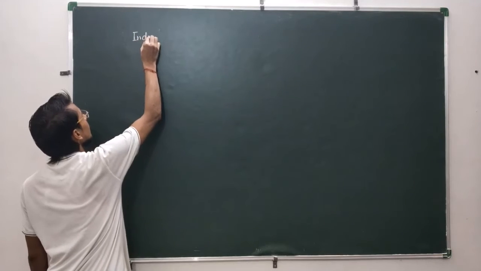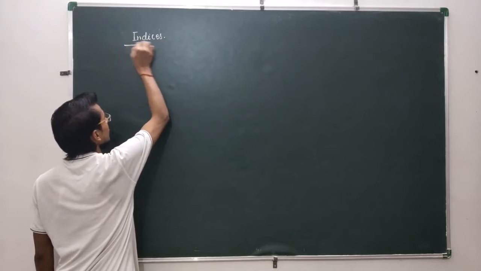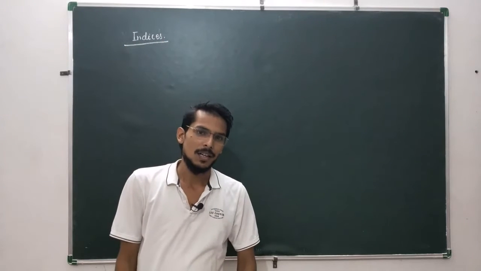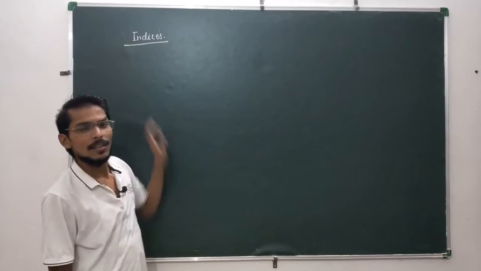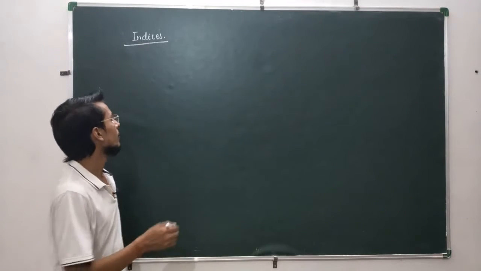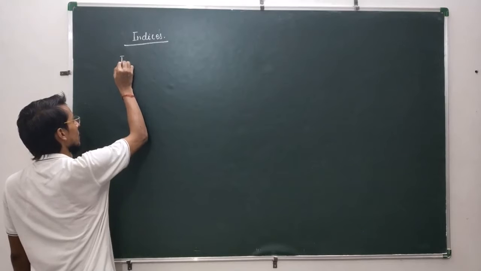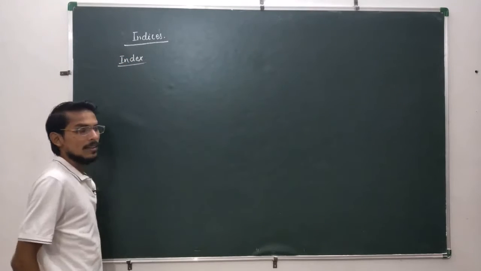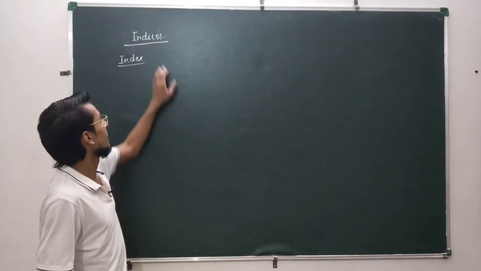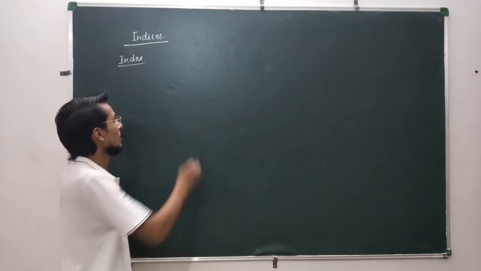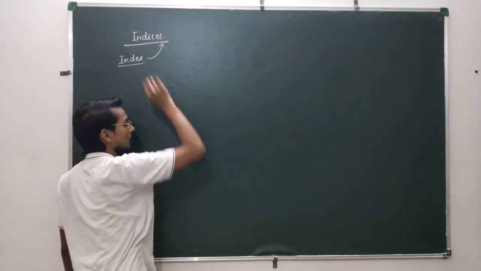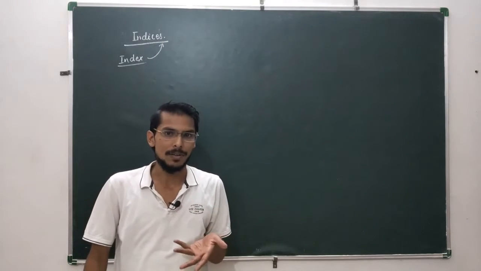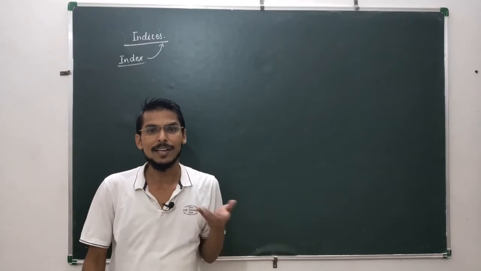Indices. This is another chapter in mathematics which we are going to start today. Now the word indices is a plural of word index. Okay, index is singular and indices is plural. So this is plural of index. In this chapter we will discuss index number. So the name of the chapter is indices.